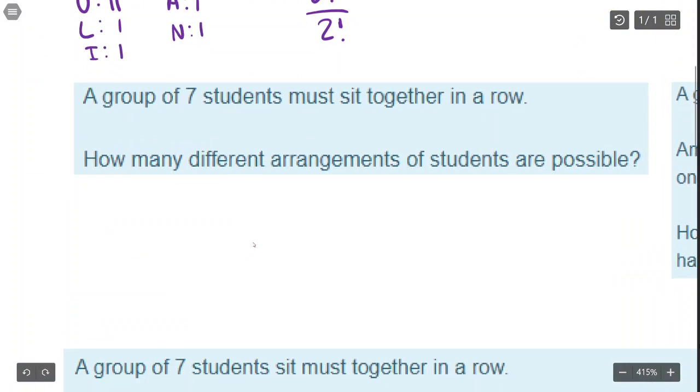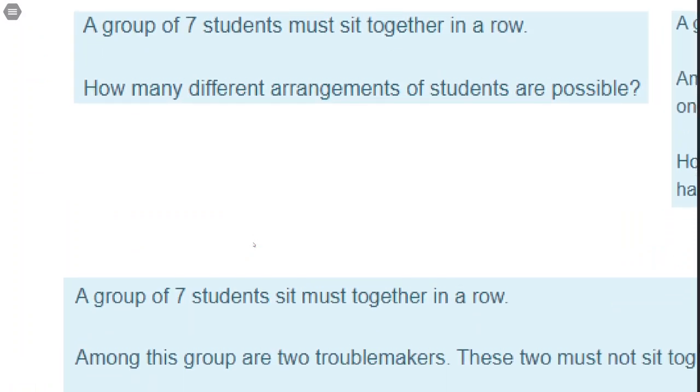Okay, let's move on to another set of problems, which is sitting students together in a class. So this first one's just straight up. You've got 7 students. They need to sit together in a row. How many possible arrangements of students are there? Well, there's 7 students. Students are all different. So it's just 7 factorial. 7 choices, 6 choices, 5 choices, and so on.